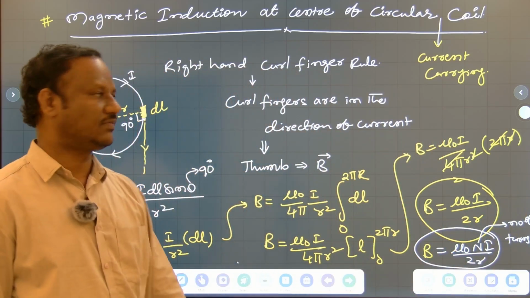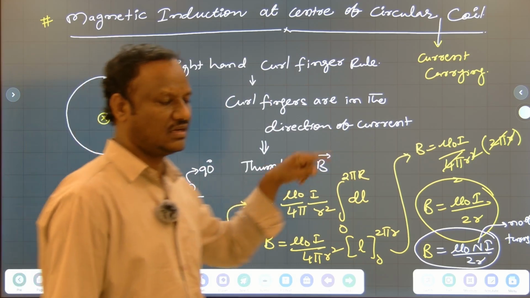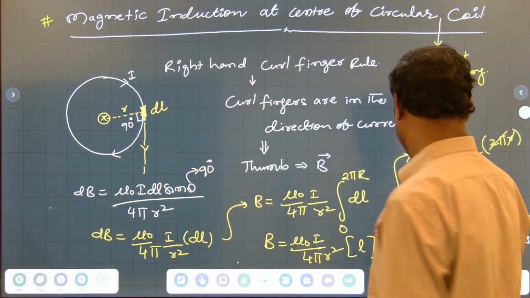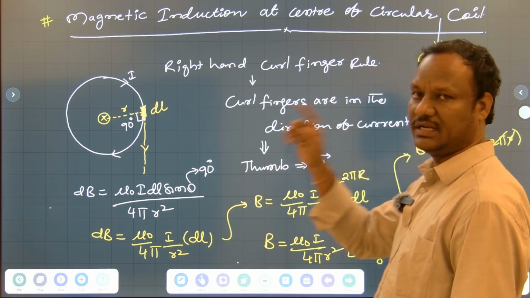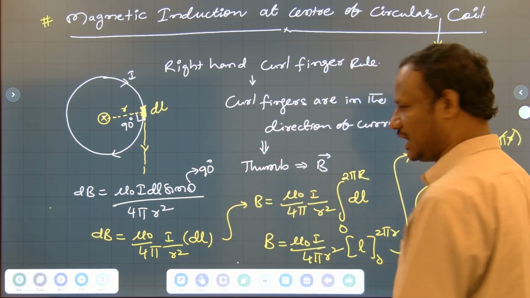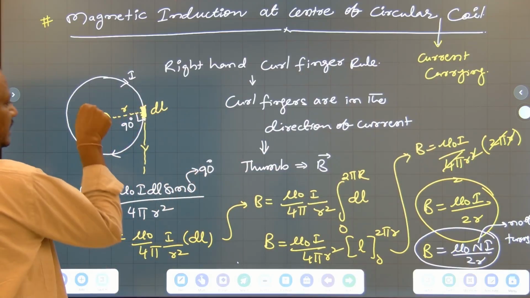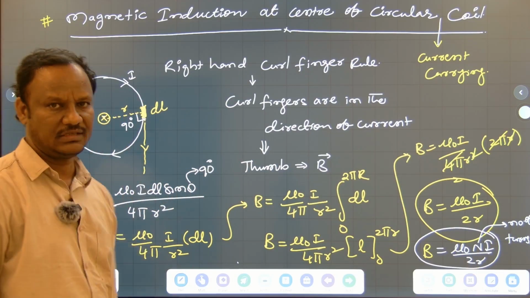So what is the magnetic field induction at the center of a circular current carrying coil? B is equal to mu naught N I by 2r, where N is the number of turns, or mu naught I by 2r for a single turn. The current is passing like this, into the plane. Into the plane means minus k cap.